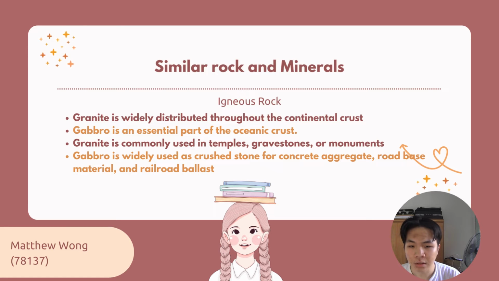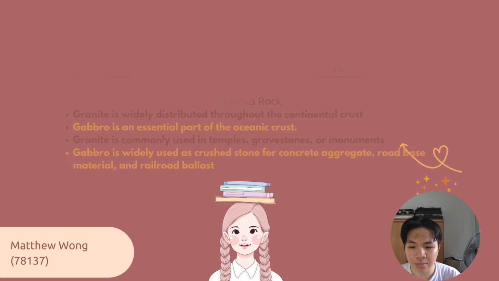Granite is commonly used in temples, gravestones, or monuments, mainly the structures that are supposed to stand the test of time. Gabbro is widely used as crushed stone for concrete aggregate, rock-based material, and railroad borders.